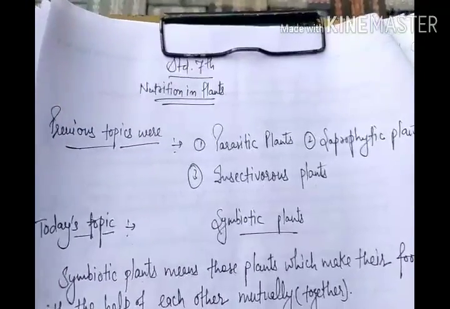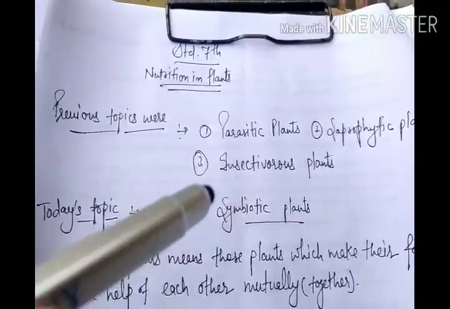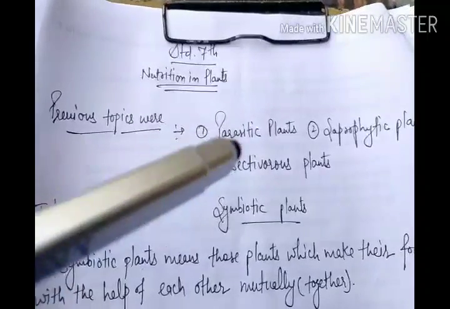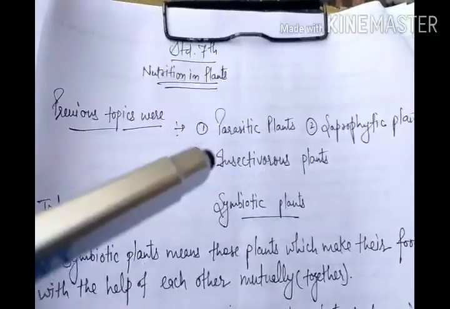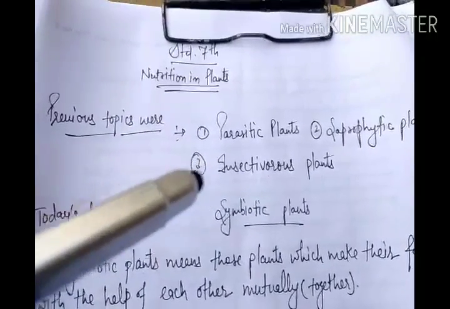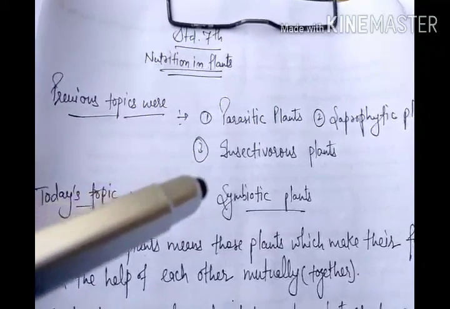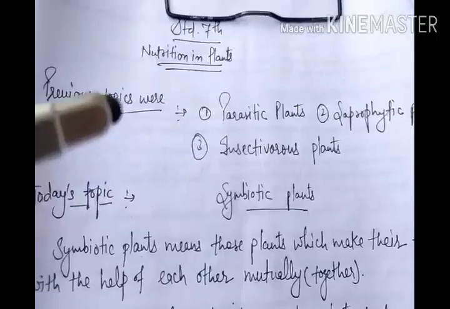As we discussed yesterday in nutrition in plants, I told you about insectivorous plants, saprophytic plants and parasitic plants. These all topics we have covered. This is the topic related to the heterotrophic nutrition in plants. Now we are going to cover the last heterotrophic nutrition in plants topic, symbiotic plants. So that is today's topic.